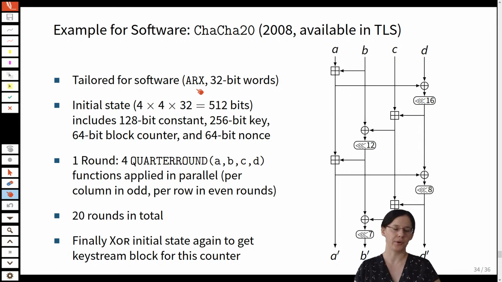It's tailored for software. So instead of a bitwise representation, we have a wordwise representation. And the state consists of 32-bit words. In total, there are 16 such words. So the state size is 512 bits. And in the beginning, what you write into these many bits is, again, the key, some constant, the nonce, and a counter. Because one of the big differences between this design and the previous ones is that you don't just keep updating your state and always produce new stuff.